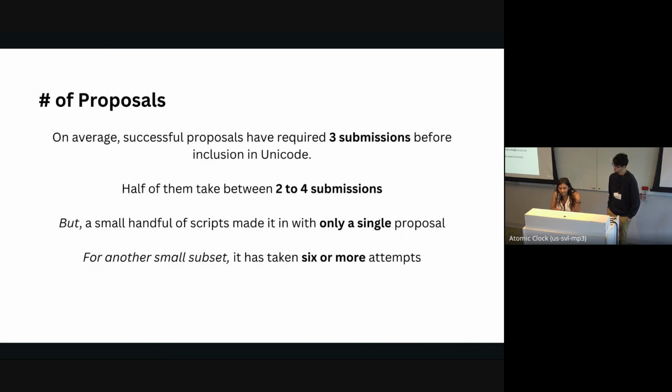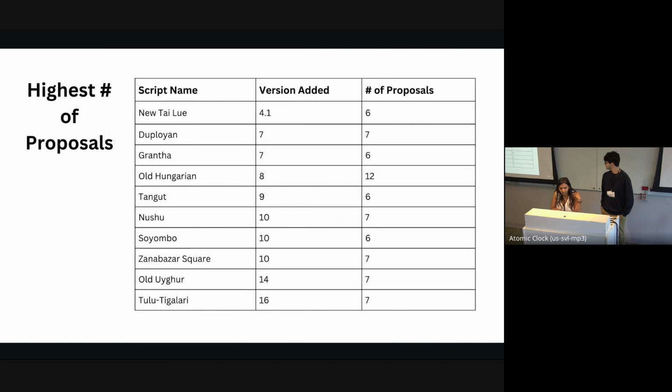There's another small subset, however, of scripts that take 6 or more attempts. Here's a list of the ones that came up. Why does this tend to happen? Why do some proposals take so long? It's not necessarily that they're technically complex, though that is often also true. Most often the delays are due to kind of social or political conflicts.